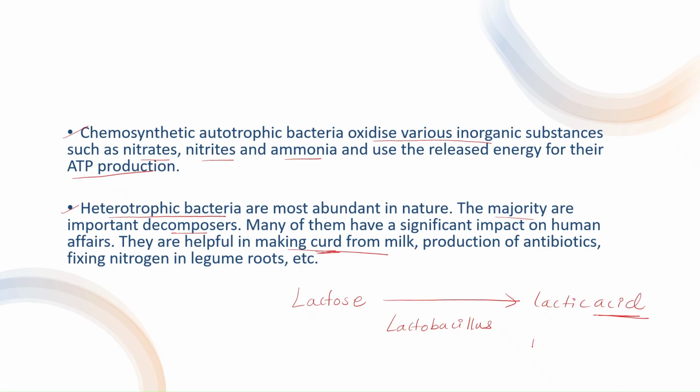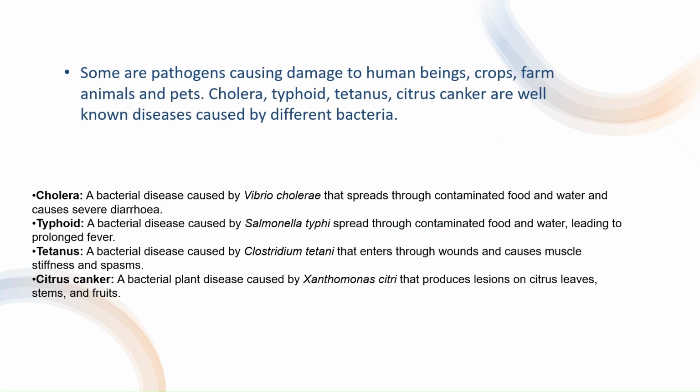And next, production of antibiotics and fixing nitrogen in legume roots. Just observe the roots of the touch-me-not plant. You can see a small ball-like structure in the root. That ball-like structure is the home of a bacterium which fixes nitrogen for the plant. Some bacteria are pathogens, causing damage to human beings, crops, farm animals, and pets.